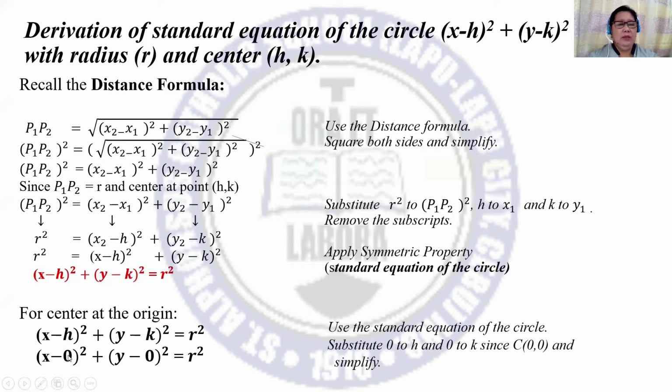h is equivalent to 0 and k is equivalent to 0. x minus 0 is x. y minus 0 is y. That is why we have x squared plus y squared is equal to r squared as the equation of the circle where the center is at the origin.